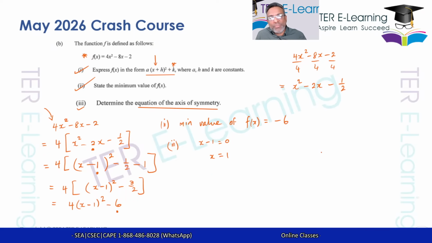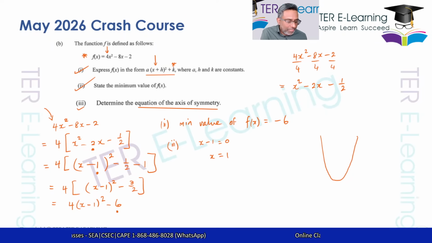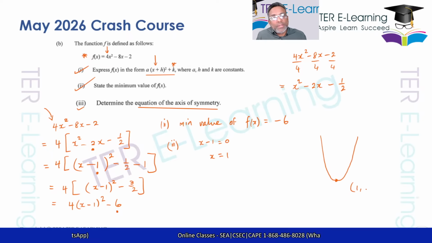Now, sometimes you could be asked to sketch a curve. Since the number in front of the x squared is positive, this curve looks like this. It has a minimum value. This minimum point is given by (1, minus 6). That's the minimum point on this curve. The axis of symmetry, this line here, has an equation given by x equals 1.